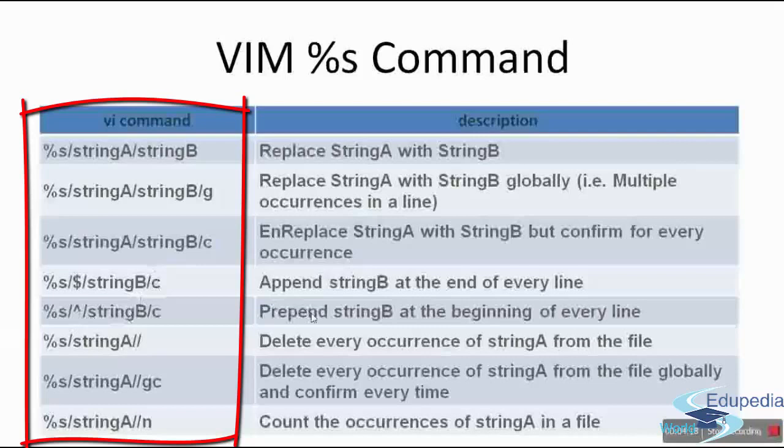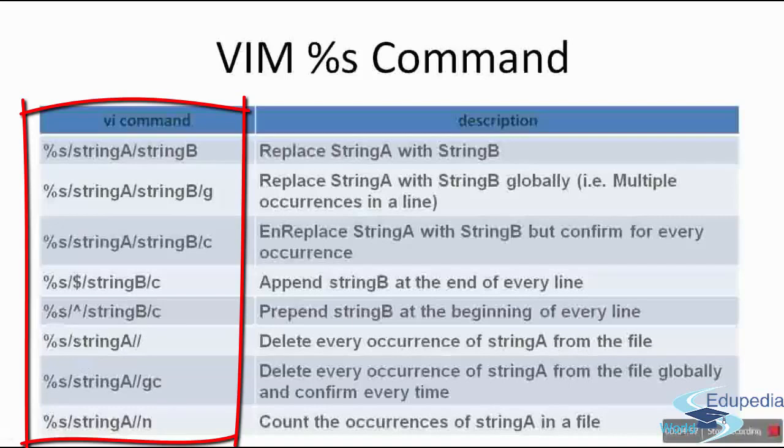Similarly, if you want to prepend every line with some string b, so suppose you want to add a quotation mark or comma at the beginning of every line, or an exclamation mark at the beginning of every line, you can use this variant of the %s command, where you have %s / and then the caret sign and then string b. So string b will be added at the beginning of every line. In this case, since we are using / c, it will also confirm for every replacement. Similarly, you have another option in which you have to delete.